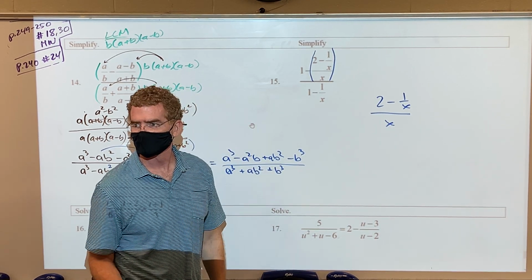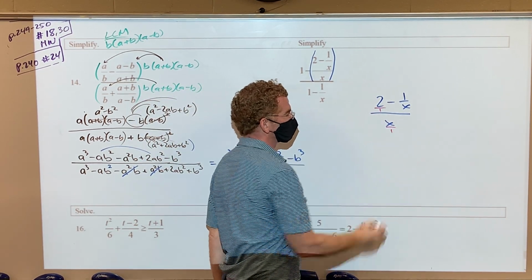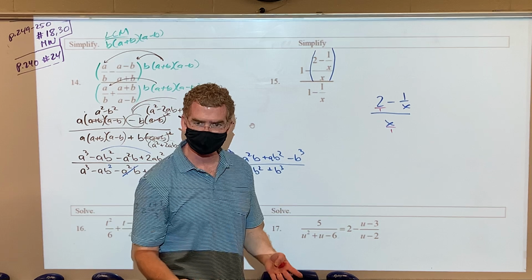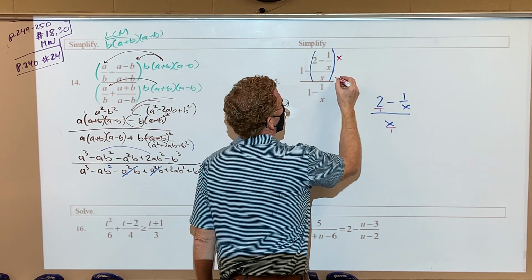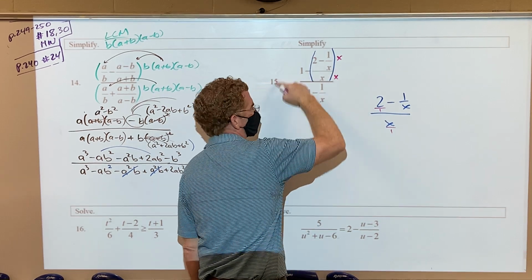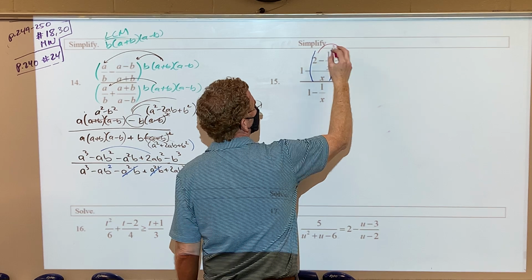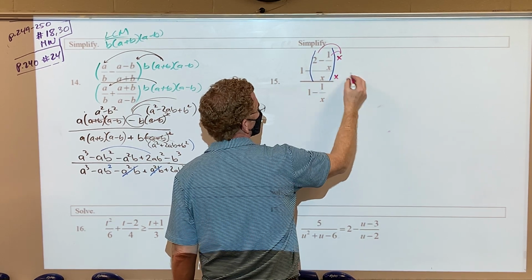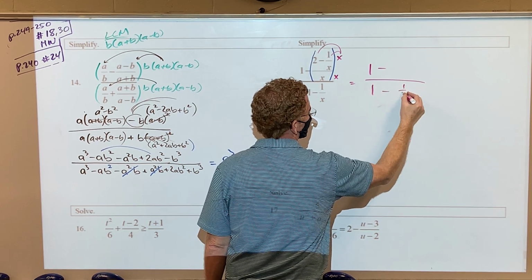What could you do? Find the common denominator of everything, which is x. Multiply the top and the bottom by x. So here's what I'm going to do. I'm going to multiply the top and the bottom by x right here, and I'm going to ignore all the rest of it. So check this out. I'm going to distribute that x in. I'm going to show you, you don't have to do this. And I'm going to copy everything else back down, and nothing else is going to change except this one part.